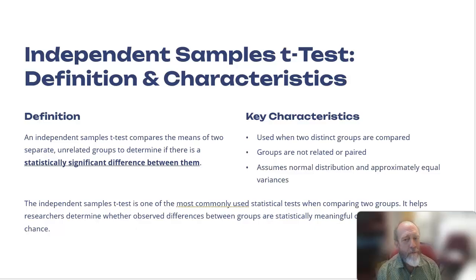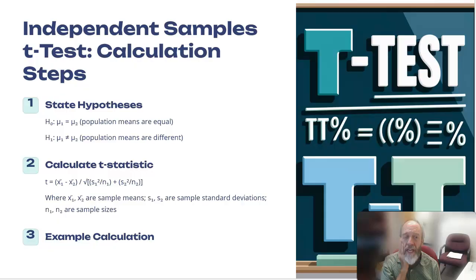The characteristics: the groups aren't related or paired. You're assuming that it's a normal distribution. We'll talk a little bit later about what to do if you can't assume a normal distribution. But we've got these two separate groups, and we want to compare and say, hey, is there a statistical difference between them? So what do we use? We use the independent samples t-test. Straightforward hypothesis: the null hypothesis being the population means are equal, and the alternative hypothesis being the population means are different.